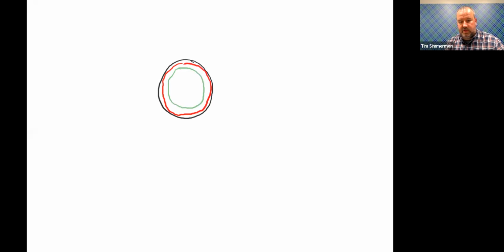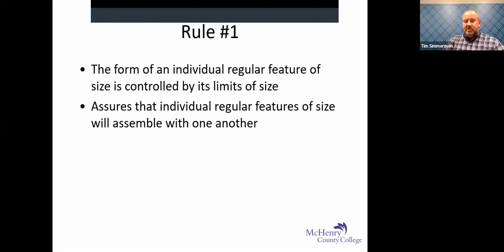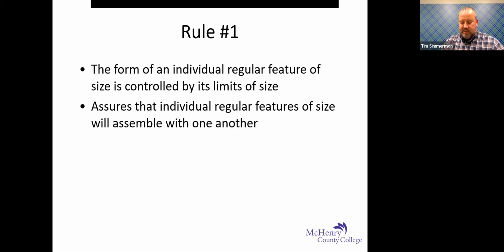Go back to sharing screen here. All right. So what that does is it ensures that the regular feature of size will assemble with another piece, just like we talked about if it got too far out of round. So rule number one, a regular feature of size is controlled by its limits of size, the form of a regular feature of size.